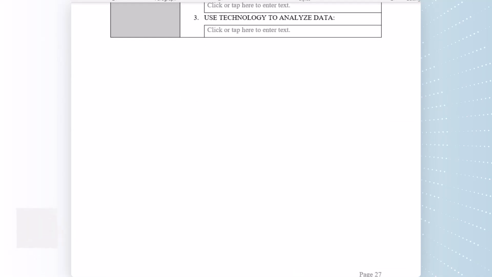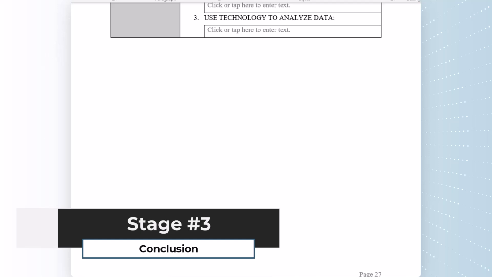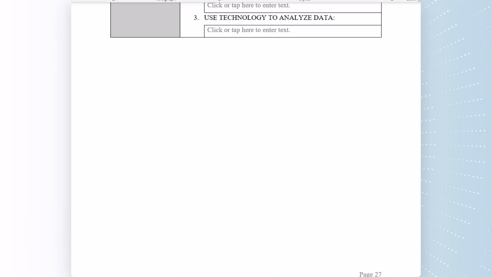Overall, Stage Number 3 is the detail-oriented portion of the unit planning. In this section, designers are creating learning experiences that must always be cognizant of the learning goals that were established in Stage 1 and the evidences of learning that were created in Stage 2.